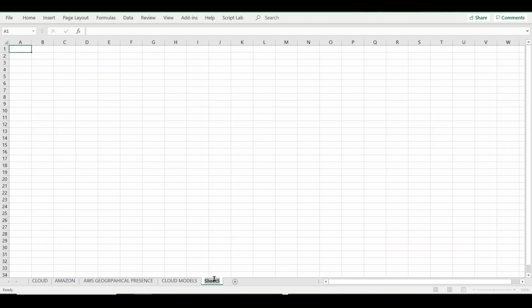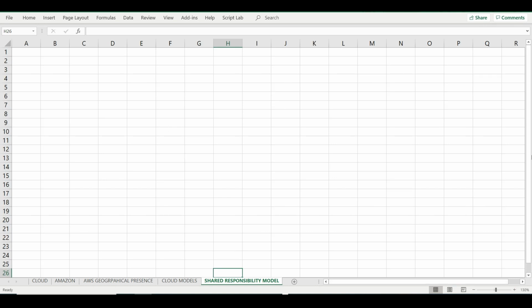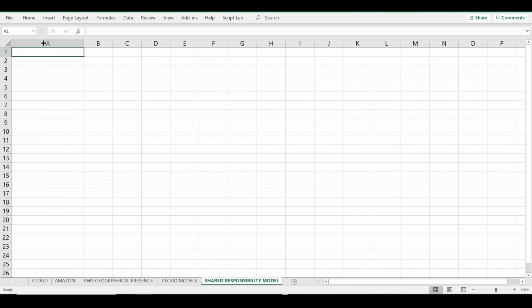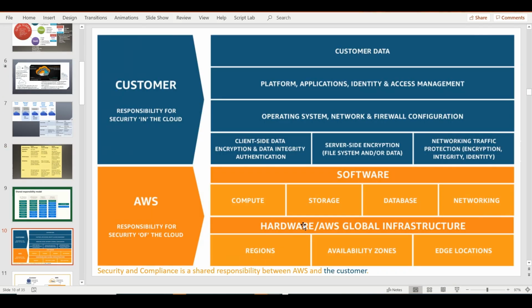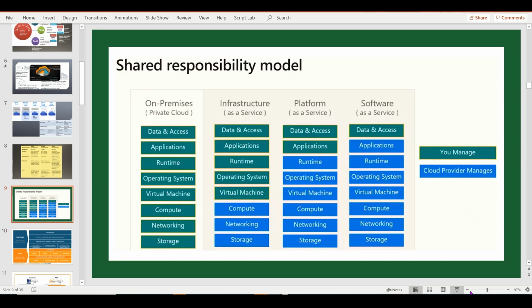So shared responsibility model. When it comes to cloud, it is not just about Amazon. It is not just about the AWS team. We have equal responsibility from the customer side as well, right? As a customer, we have to take care of a lot of areas, right?